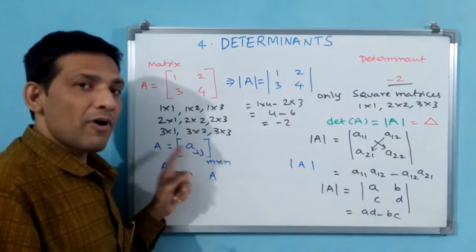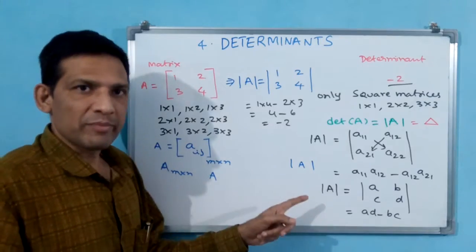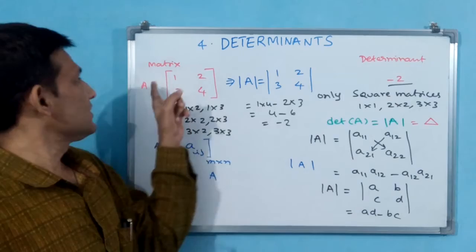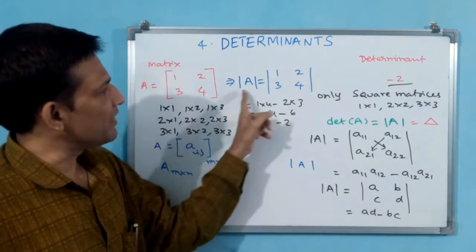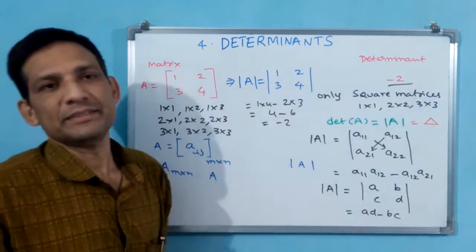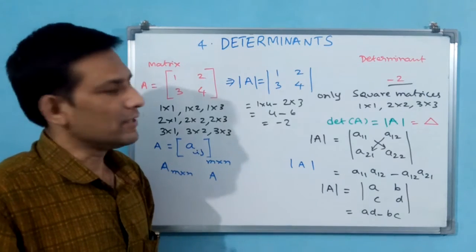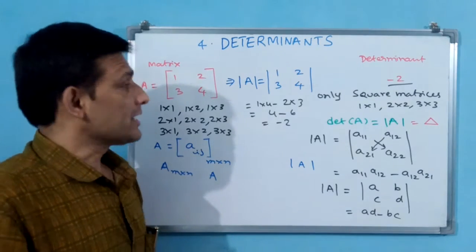Such types of all matrices don't have a determinant. Determinant comes from a matrix only. You have seen that here the matrix A is there, and from that I have derived the determinant. You understand now? Okay. Let us see.